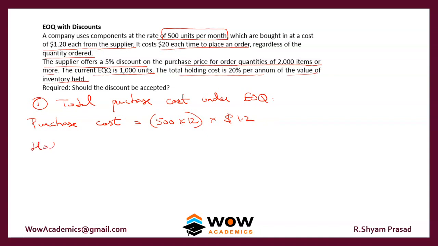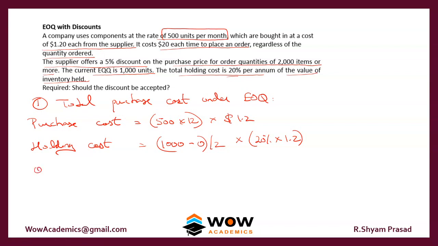Next we will go to the holding cost. So holding cost is how many units we receive in a single order. Under EOQ we will get 1000 units, minus 0, divided by 2 is in the formula. This number multiplied by the holding cost. So what is the holding cost? Holding cost is 20% of the value of the item. So the value of the item is $1.2. So that is the holding cost.